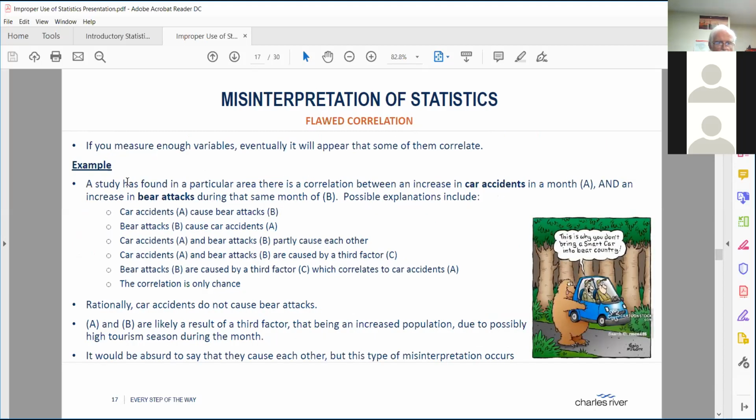Here's another beautiful example. A study found in a particular area there is a correlation between an increase in car accidents in a month and an increase in bear attacks during that same month. You know, I love this cartoon. This is why you don't bring a smart car to bear country. So the problem is, of course, rationally, car accidents don't cause bear attacks. This is the kind of flawed correlation. I mean, yeah, okay, these things happen at the same time, but it does not mean that they cause each other.